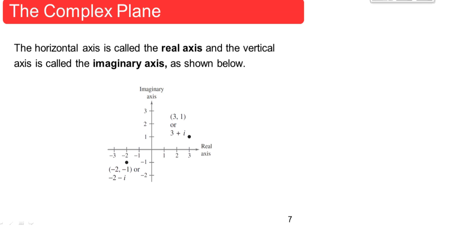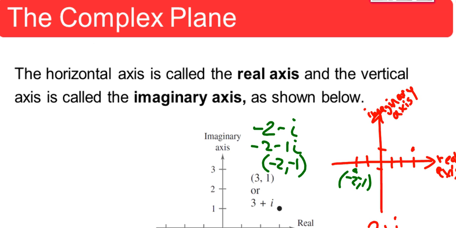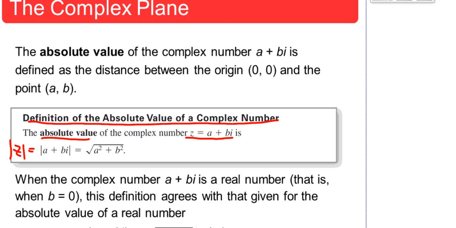So the real axis is the horizontal axis. The imaginary axis is the vertical axis. And then the word absolute value might throw you off, I guess is the way I'd say that. But the absolute value essentially is going to be the distance from the origin out to that point. And just like absolute value is always positive, absolute value is considered a distance.